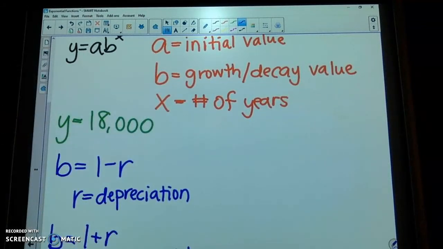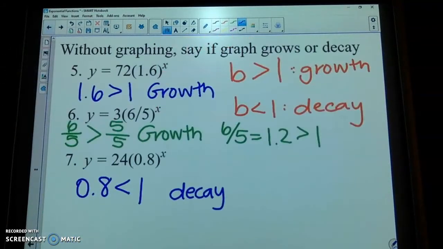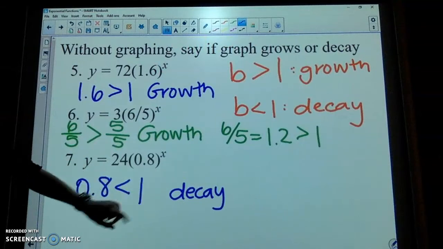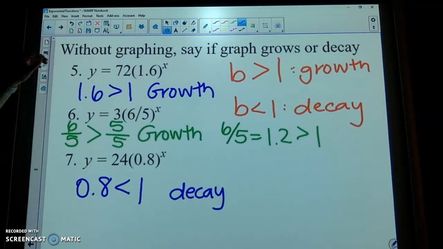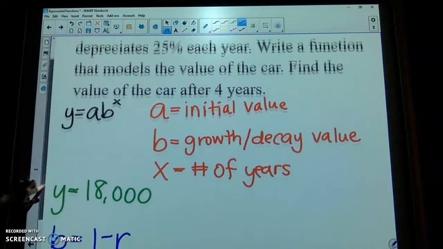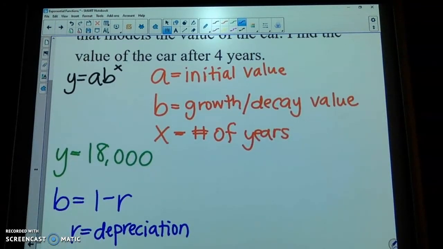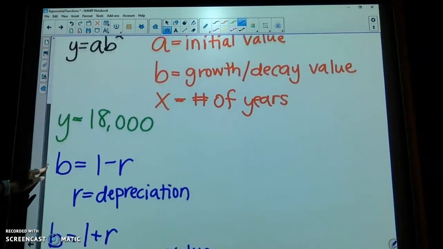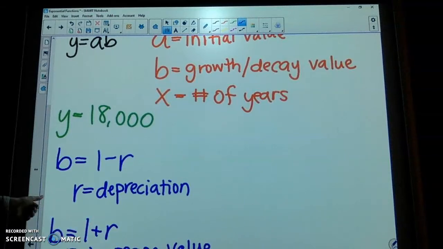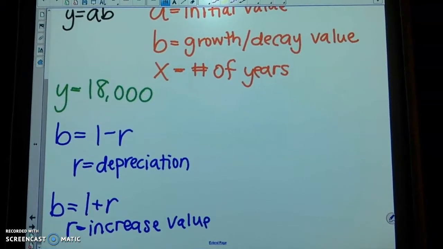This goes back to the last slide where we were figuring out if b is greater than 1 or less than 1. If it was less than 1, it was a decay. If it was greater than 1, it was a growth. Going back here, if we are subtracting from 1, it's going to be less than 1, which means it's a decay. If we're adding to 1, it's going to be greater than 1, which makes it our growth. Let me adjust this a little bit so you can see the full screen. There we go.